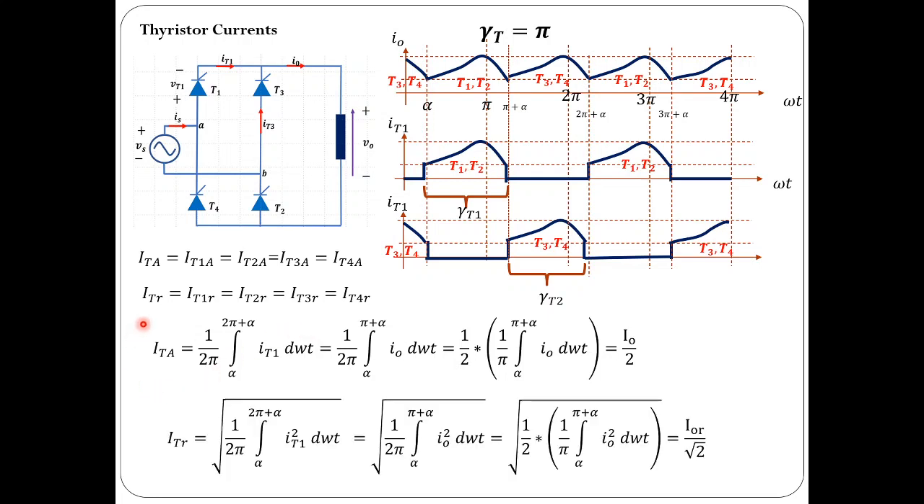Similarly, coming to the RMS value of thyristor current, we know the formula is this. Take the mean value of the square of the thyristor current and apply the square root, and go through this derivation also. If you do this, you can see that it is equal to square root of 1 by 2 into the RMS value of output current squared. Now if you simplify it further, you will get IOR by root 2. So this is also a very simple derivation. Please go through it whenever you find time.